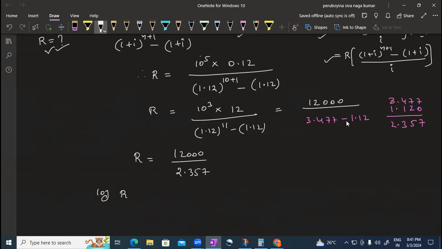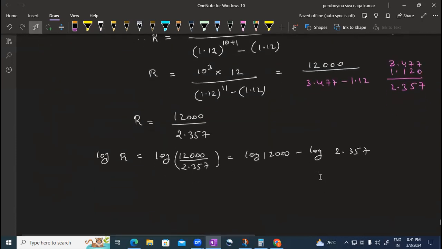Log R is equal to log 12,000 by 2.357. That is equal to log 12,000 minus log of 2.357. And log papers are given to you. So log R is equal to. Or else you can solve this question, okay? You can do your own multiplication, no problem. Own division also appreciated.